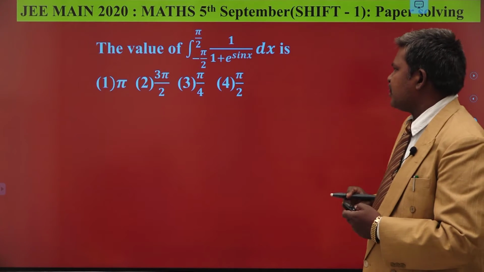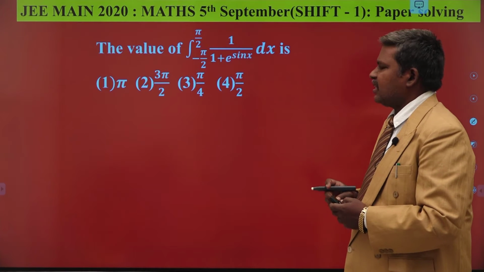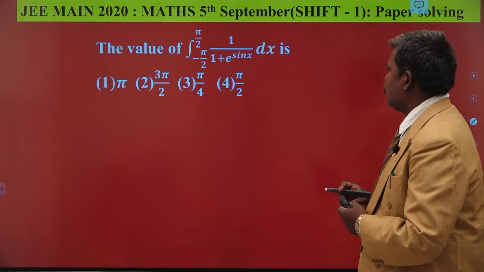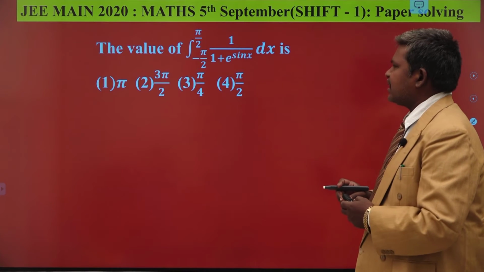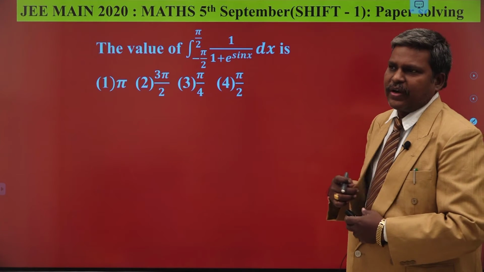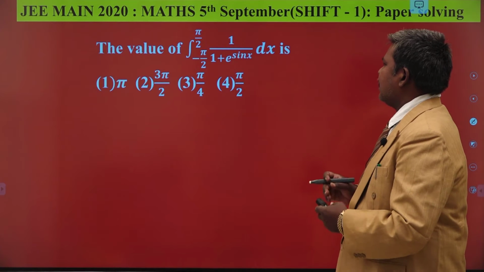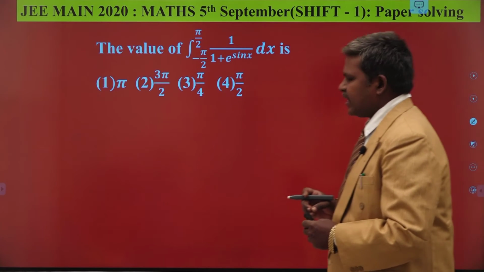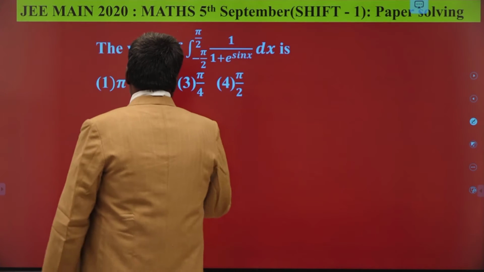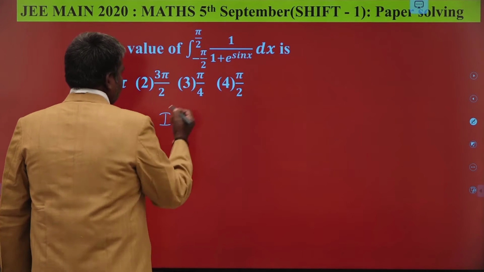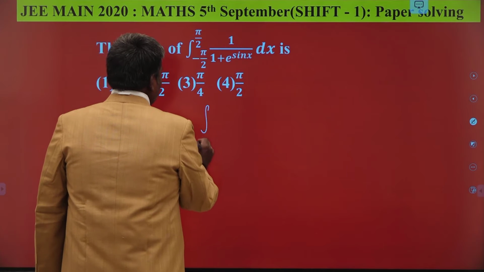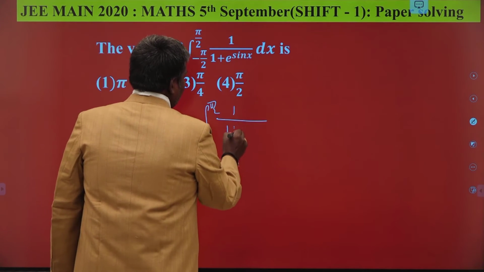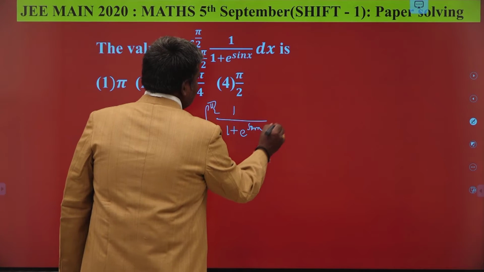Next, this is a very simple question related to definite integrals. What is the value of the integral from minus pi by 2 to pi by 2 of 1 by (1 plus e power sin x) dx? You have to find this value. Very simple question. Let I be your integration value, equal to the integral from minus pi by 2 to pi by 2 of 1 by (1 plus e to the power of sin x) dx.